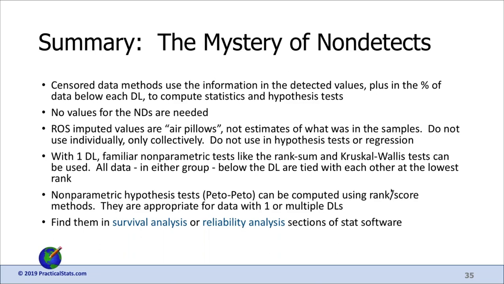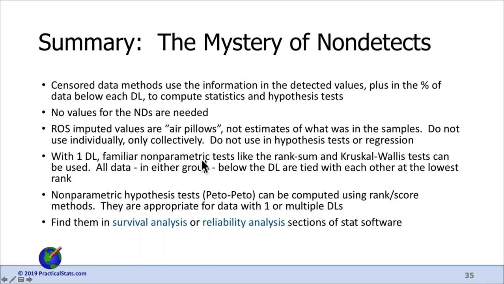The ROS imputed values, again, to hit the same point over again, are air pillows. They're not estimates of what was in the samples. They're there to hold the space according to that particular distribution. They're not used individually, or should not be used individually, only collectively. Don't use them plugging them into other tests or procedures.